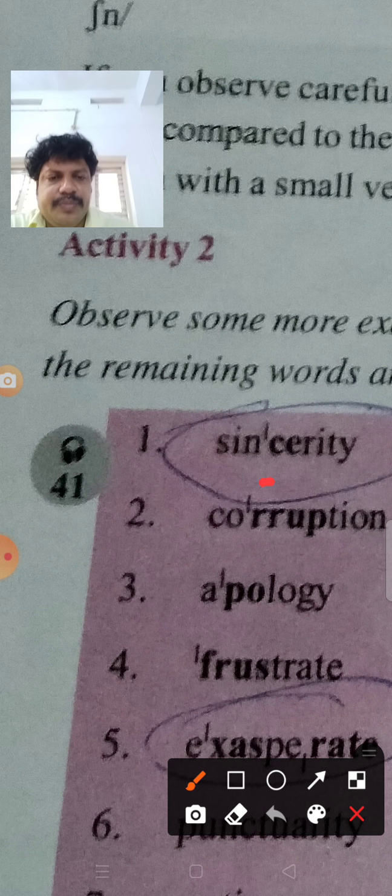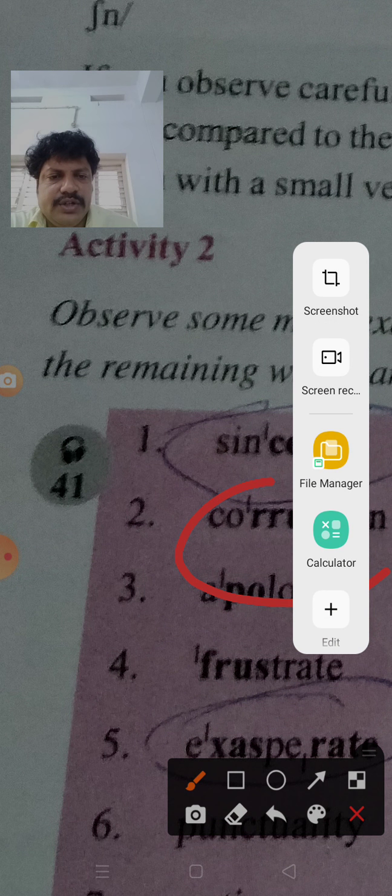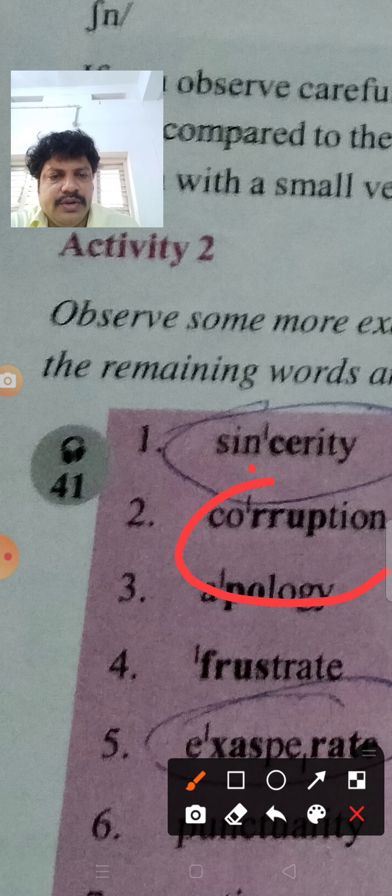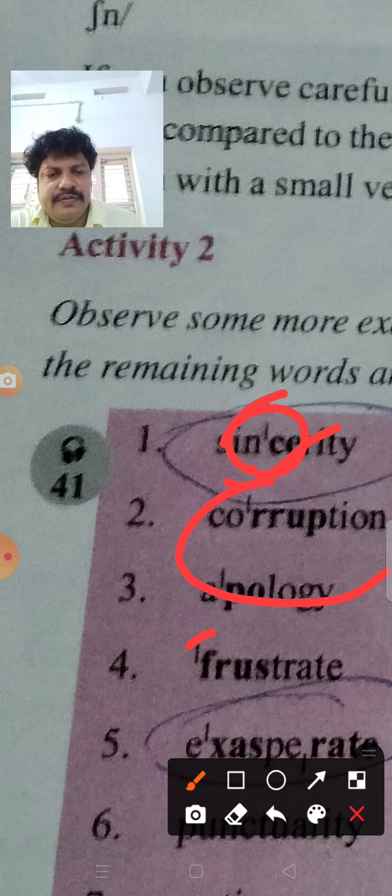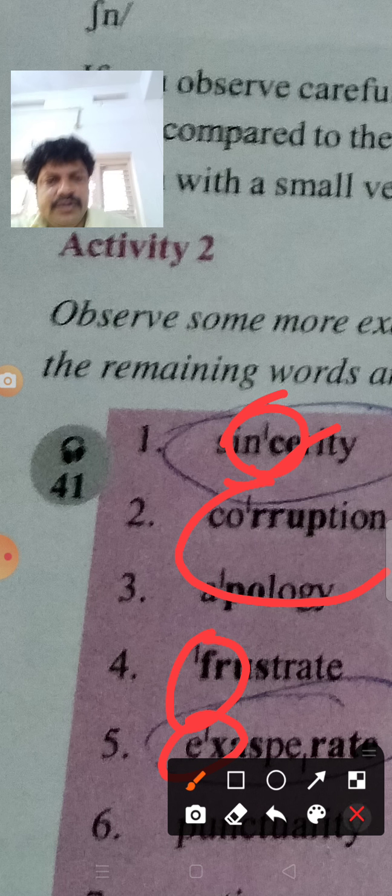Here you see corruption, where we use long stress. Here, in corruption, first-order stress is used. In sincerity, here we used stress. Frustration, frustrate, the stress is given on the f here. Exasperated, here we use stress.